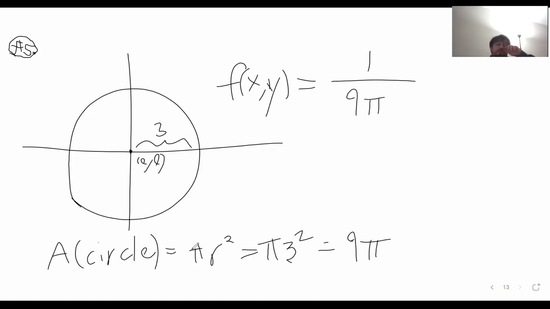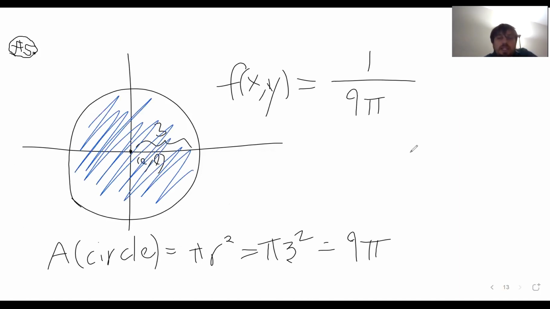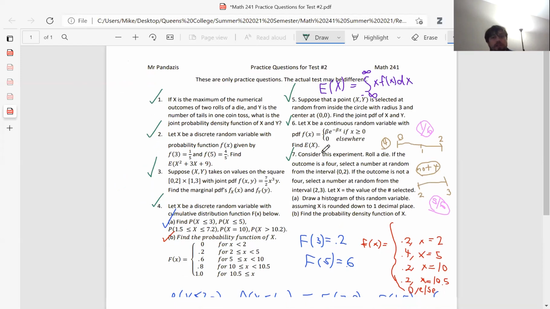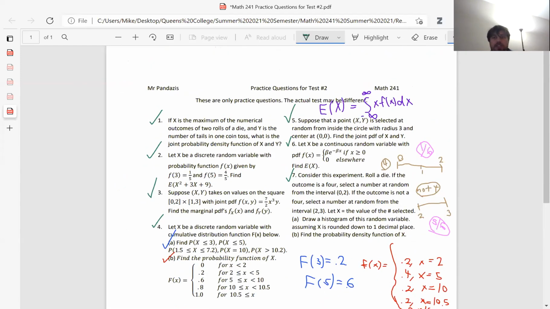So the joint probability density function is 1 over 9 pi because it's 1 over the area that the circle makes up. Okay, so this circle makes up that much area. And so the PDF has to be 1 over that area. That's number 5. So number 5 is very easy. And there you go. That's every problem on the practice question sheet.